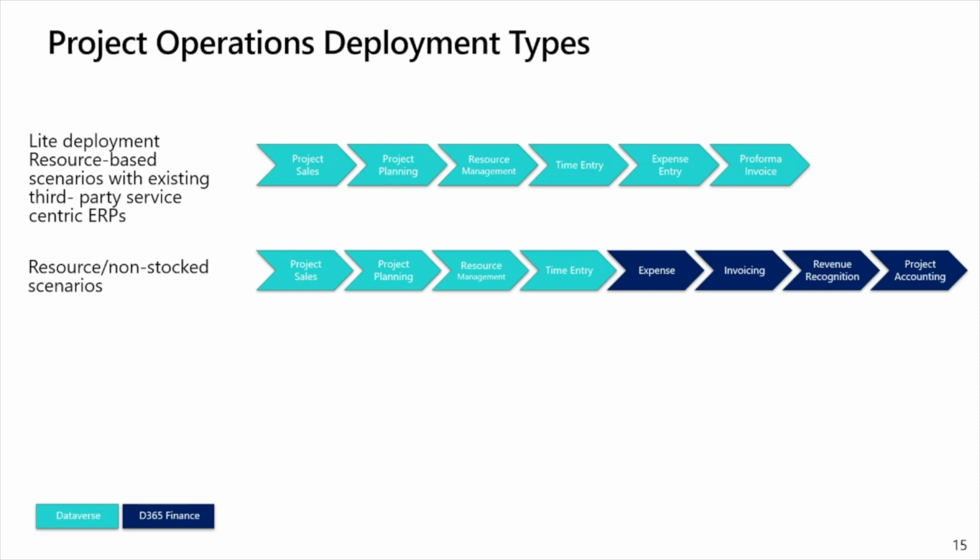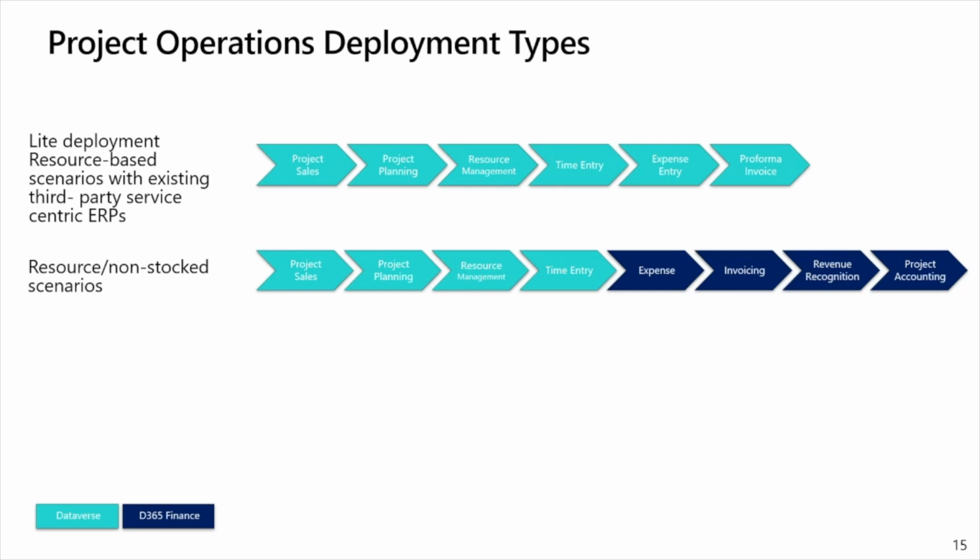The second deployment type is resource or non-stock based scenarios. So if a customer is resource based and is a servicing organization looking to implement resource scheduling, tracking time and expense, that scenario is the combination of the front end of the CE application and the finance capabilities of finance and operations. The middle line, 4 boxes, are in CE, and with dual write, the information flows to F&O, and you can use F&O for the other blue boxes to track the expense, invoicing, revenue recognition, and project accounting.